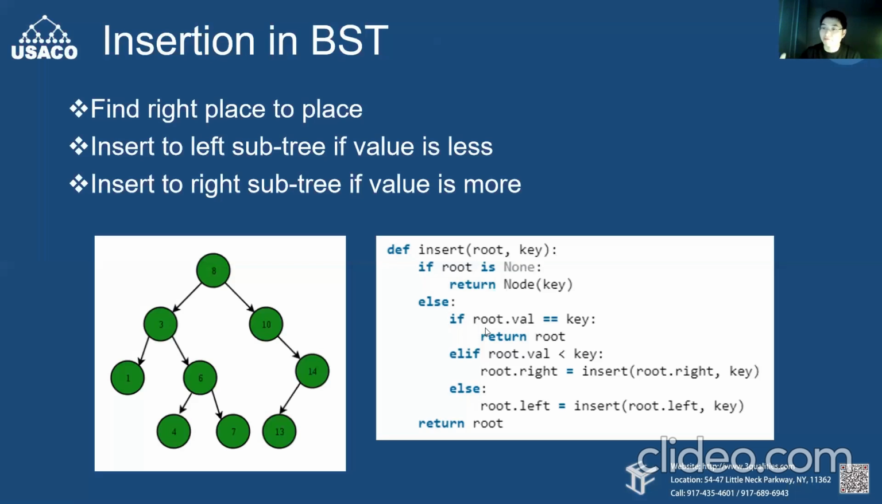Else if the node I'm checking has a value smaller than the new value, then the new value should be inserted on the right side of the checking node. Am I right? The new value is bigger than the checking node value. It's bigger than me, so go to my right. So I say root.right equals insert.